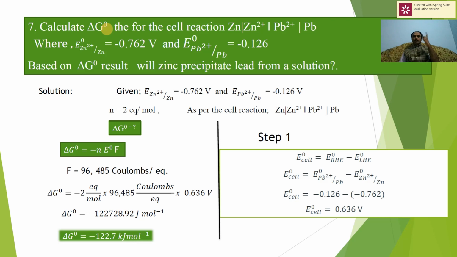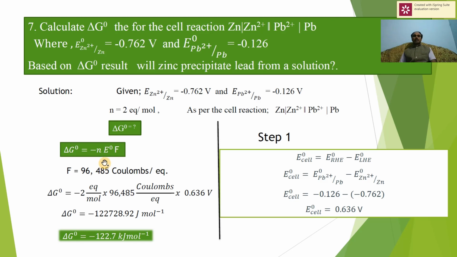When calculating delta G naught, you can remember the relationship between delta G naught and the equilibrium constant, that is delta G naught is equal to minus 2.303 RT log Kp. But that is not applicable here because Kp is not given. Only the standard reduction potentials of the two electrodes are given. So the other equation should be used: delta G naught is equal to minus N E naught F.